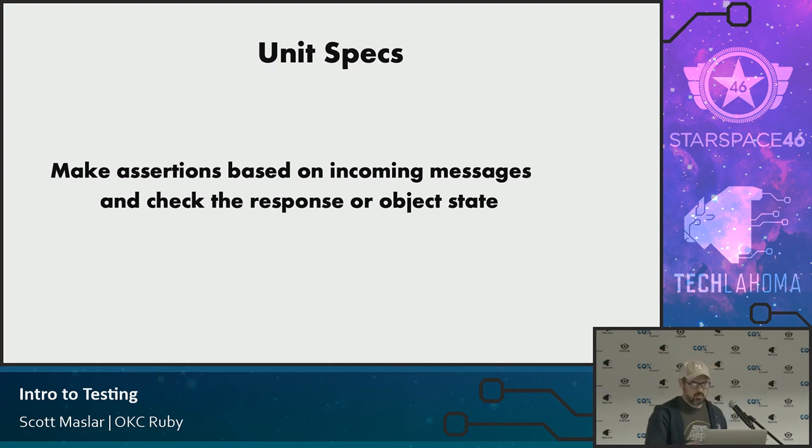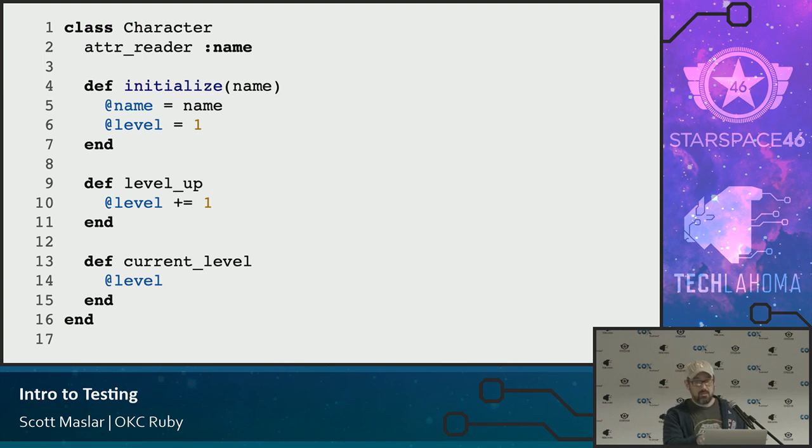And here's our goal whenever we're writing a unit spec. We want to make assertions based upon the incoming messages, and then we want to either check the response from the message that's being sent, or we want to check the object state. It kind of depends upon whether we're talking about a command or a query which one we want to test. And this is where I highly recommend you go listen to Sandi Metz talk later today, later this week, whenever, because she really digs into this subject. It's on the reference slide at the end. I put it up there because I want people to be able to go search it.